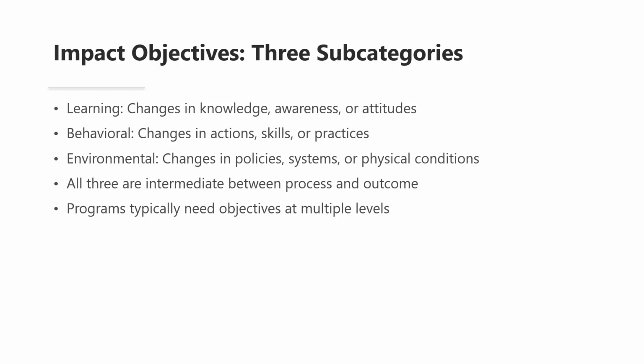The impact category deserves special attention because it contains 3 distinct subcategories, and the exam often tests whether you can distinguish among them. So let me break this down for you in a way that makes it really clear. Learning objectives focus on cognitive changes. Did participants gain knowledge? Did their awareness increase? Did their attitudes shift? These are measured through pre-tests and post-tests, quizzes, surveys, and knowledge assessments.